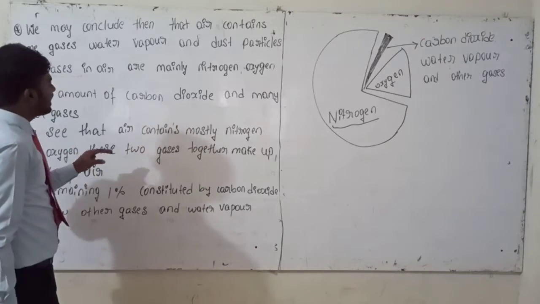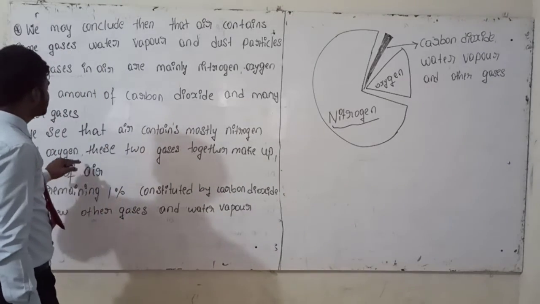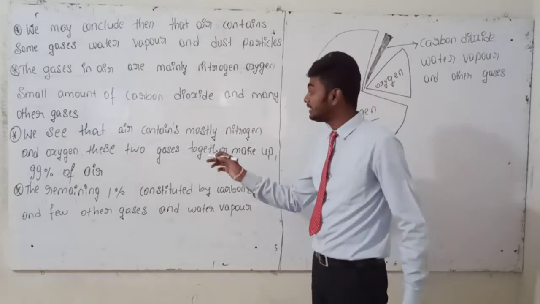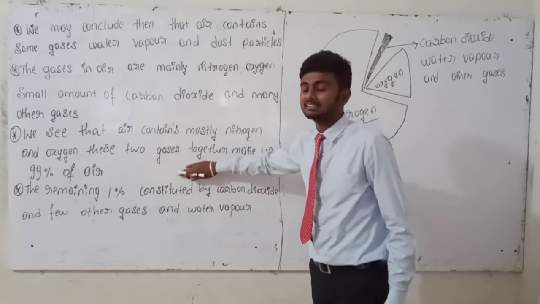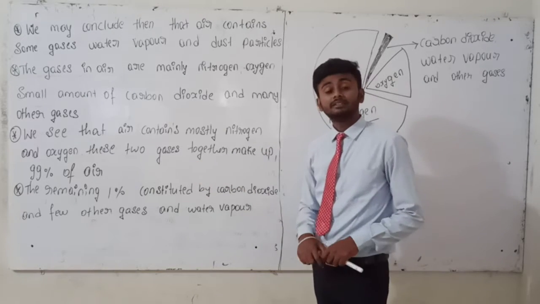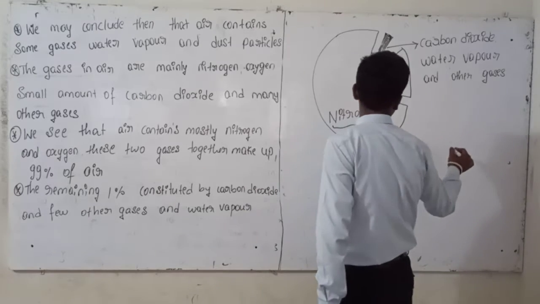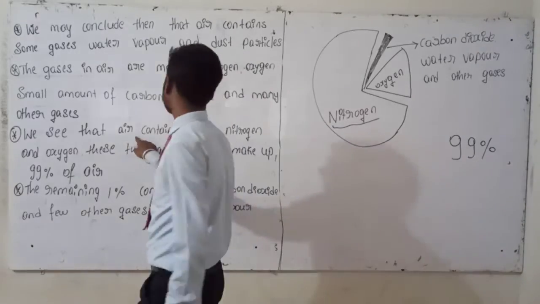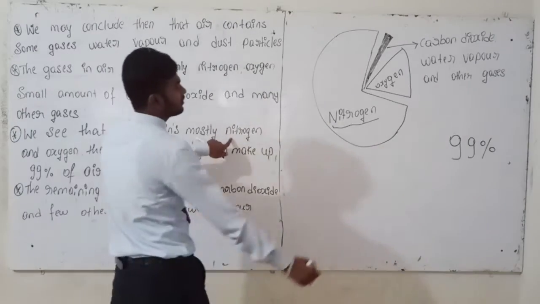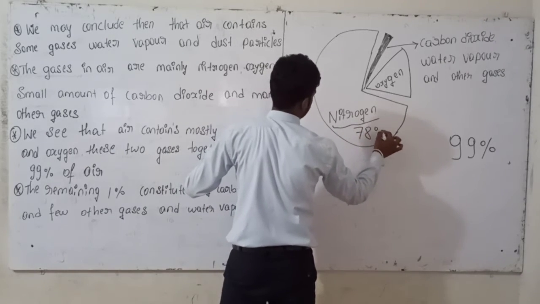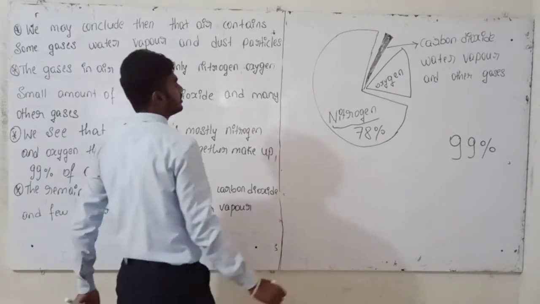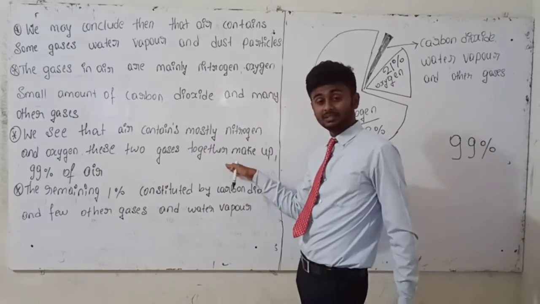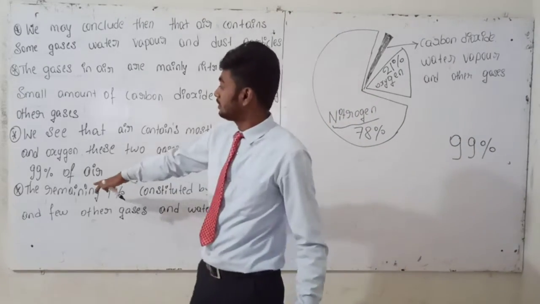Understand? We see that air contains mostly nitrogen and oxygen. These two gases together make up 99% of air. How much? 99%. Nitrogen is 78%, and oxygen is 21%. These two gases together make up 99% of the air.